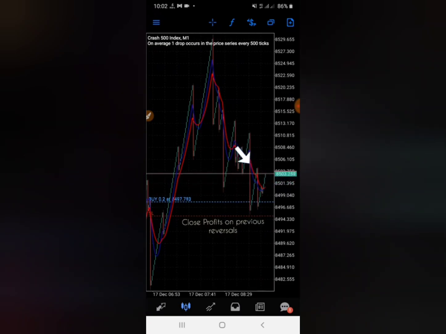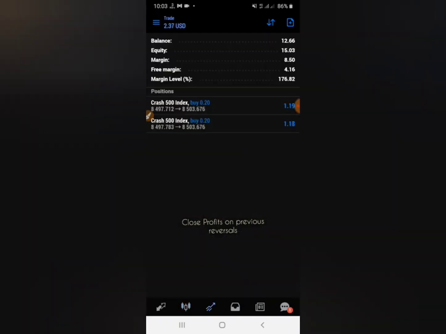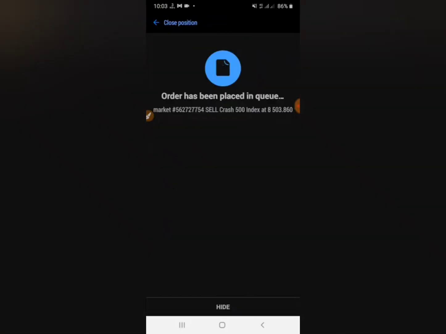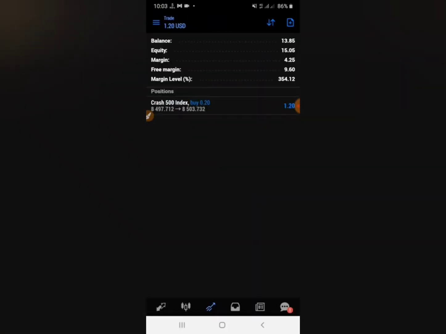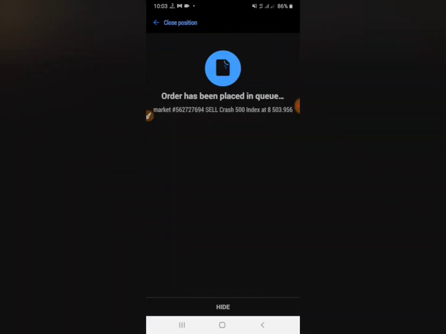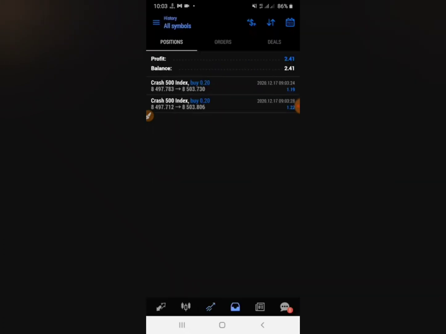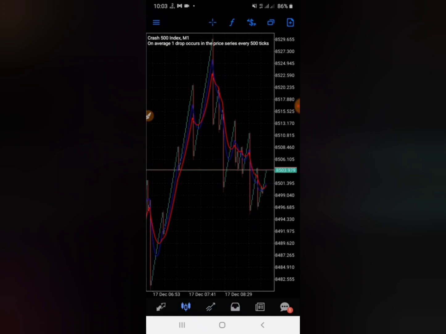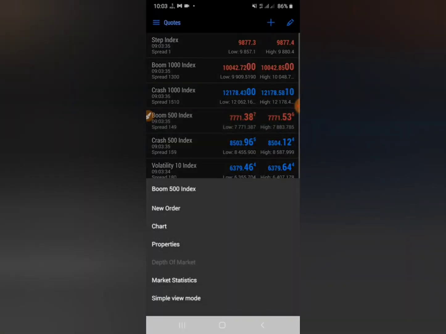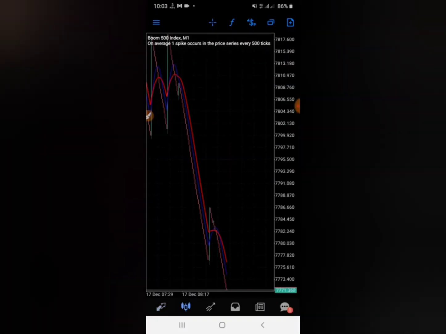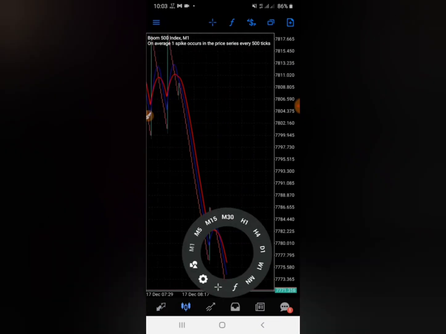When you've done that, you can enter a buy on Crash. It's basically that simple. As you can see, I was able to use it to flip accounts, because I won't tell you a strategy I have not backtested or also used to grow my live account. I won't show you guys if it's not working for me. So that's basically all you need for this strategy.